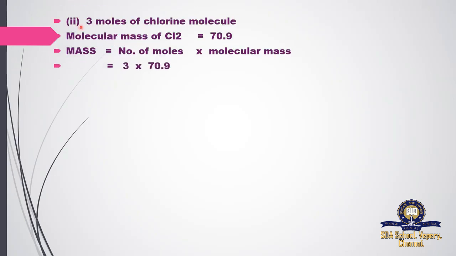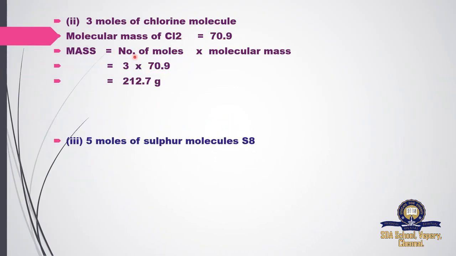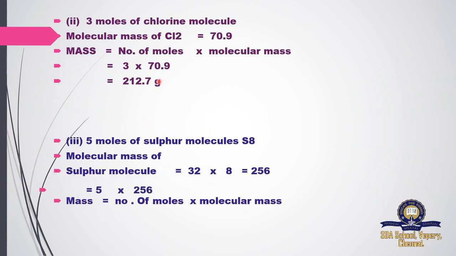And next sum, 3 moles of chlorine molecule. The atomic mass of chlorine is 35.5, so when we take 2 atoms together we multiply by 2, so it is 70.9. Then the mass equals the same formula, number of moles into molecular mass. Here the number of moles is 3, the molecular mass is 70.9, so we multiply together. We get 212.7 grams. So the weight of the given 3 moles is 212.7 grams.